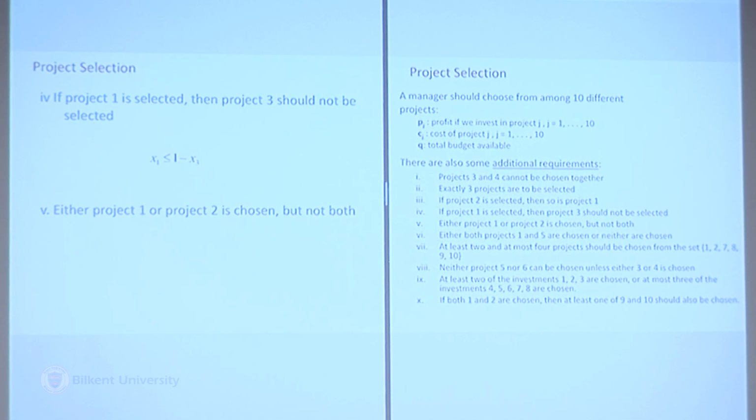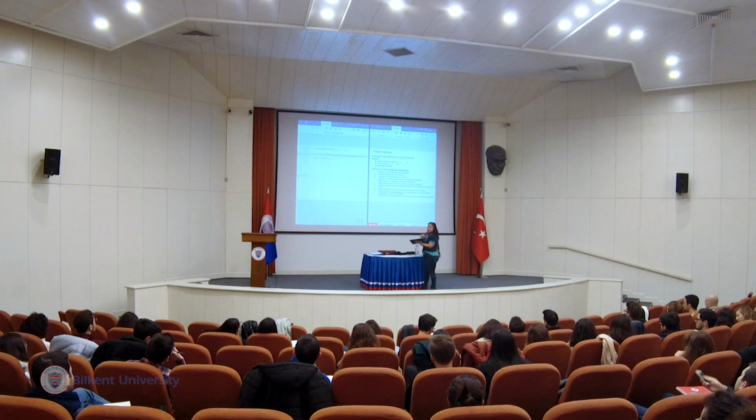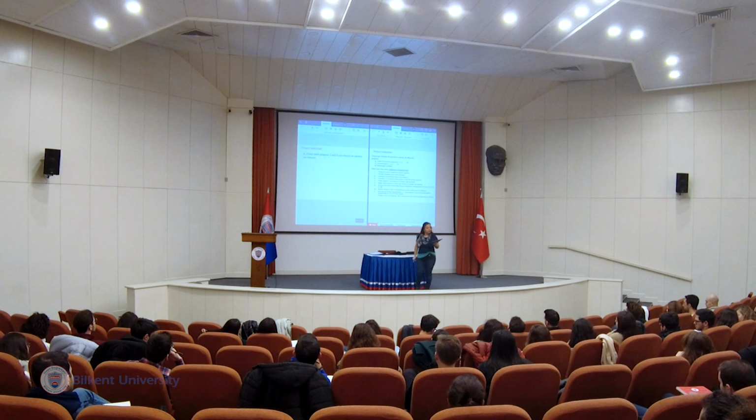Either 1 or 2 is chosen, but not both. Yes? Exactly. You cannot choose both, and you have to choose at least 1. Either one of them is chosen. You choose either 1 or 2, but you cannot choose both. That's what it says. Yeah? This is a nice one.